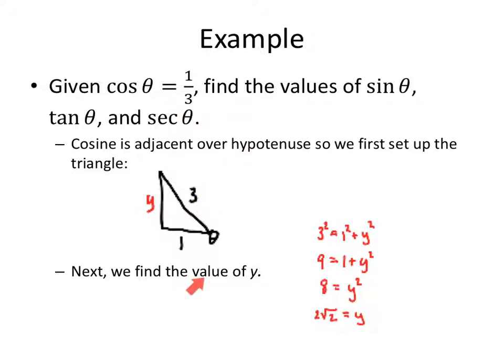Now I can find my y value using the Pythagorean theorem. 3 squared minus 1 squared makes 8. If 8 equals y squared, then y is the square root of 8. 8 is 4 times 2, so that's the square root of 4 times the square root of 2. We call that 2 square root of 2.